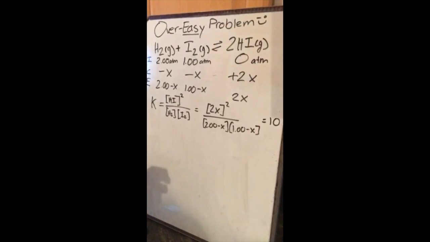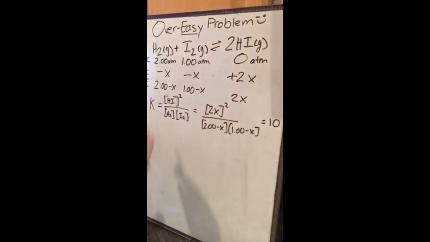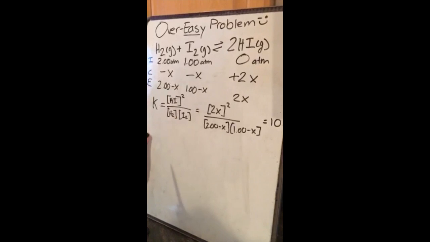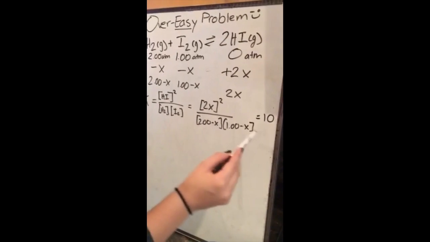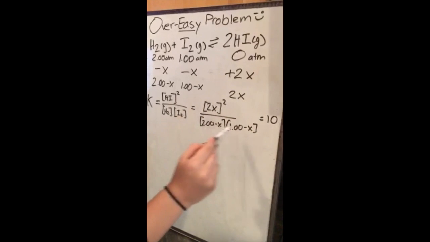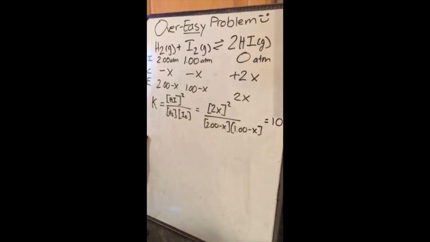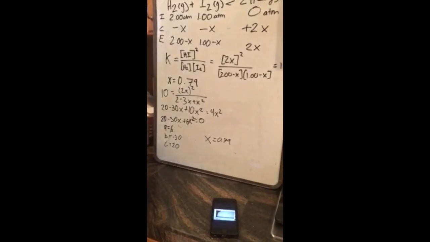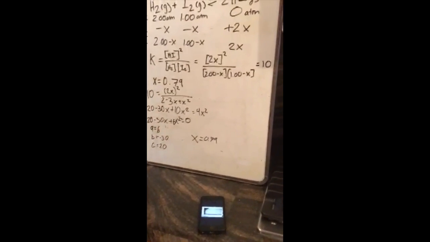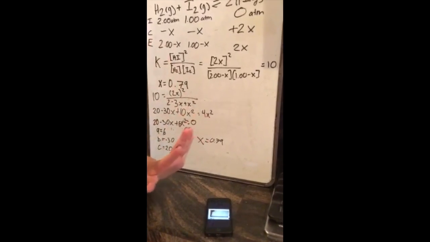So first we'll set it up as in any normal equilibrium equation. So we have our K is equal to the products over the reactants, and in this case we have x's involved, and so we set this equal to 10. And eventually we'll come to the point where we find out where x is. So our x ends up being 0.79, and this is how we found it.